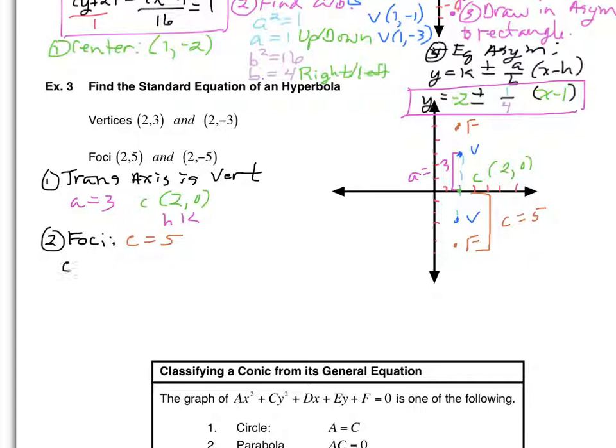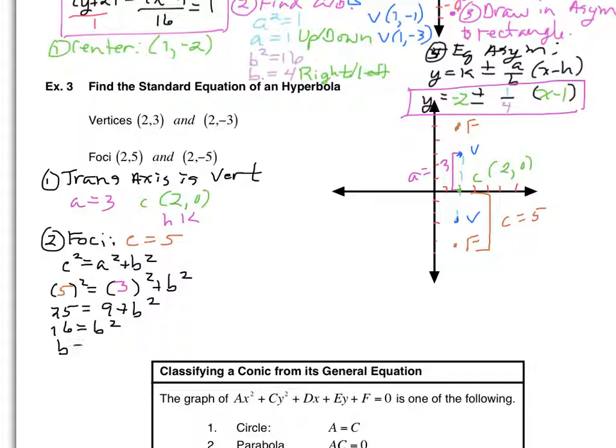So we've got C squared is equal to A squared plus B squared. But this time I don't know what C squared is or what A squared is. I'm going to have to calculate that. But I know that A is 3 and my C is 5. So I end up with 25 equaling 9 plus B squared. So when I subtract 9, what do I get? 16. And so B is indeed 4. So that's important.